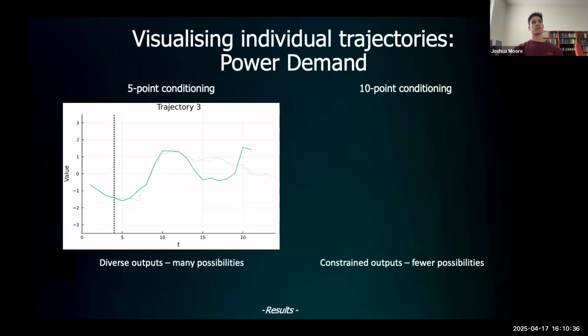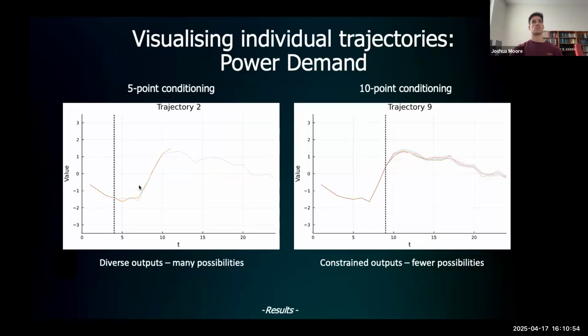And now looking at some of the trajectories for Italy power demand, so conditioning on the first 5 hours in this case, we can see that there's quite a lot of diversity. So there's many possibilities given only the first couple of values. But if we then ramp that up to 10-point conditioning, so we'd have access to the first 10 hours, we can actually see that the trajectories are much more constrained. So there's fewer possibilities of the different trajectories that the time series can take.